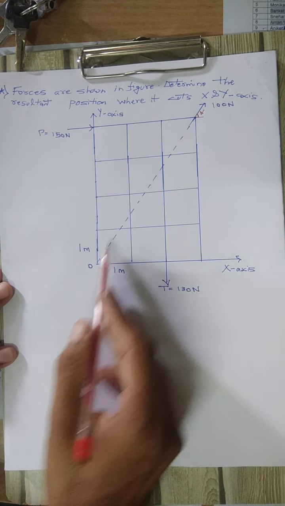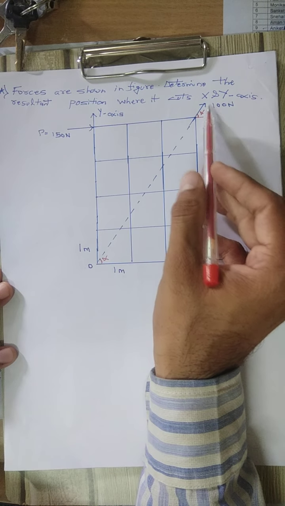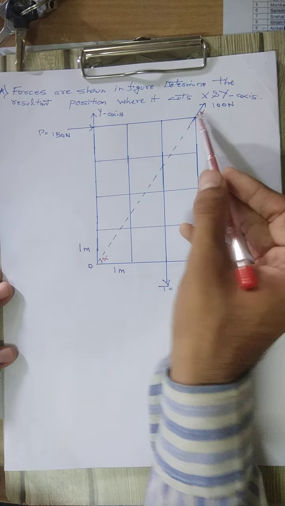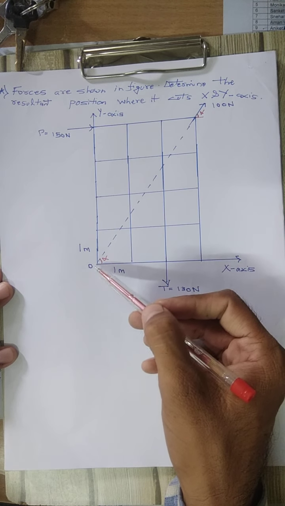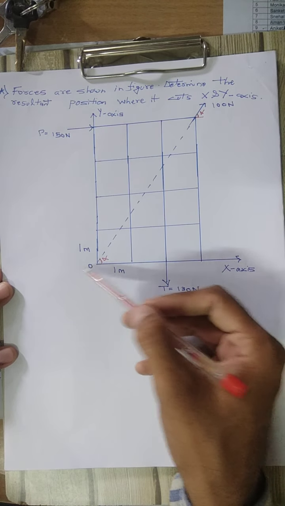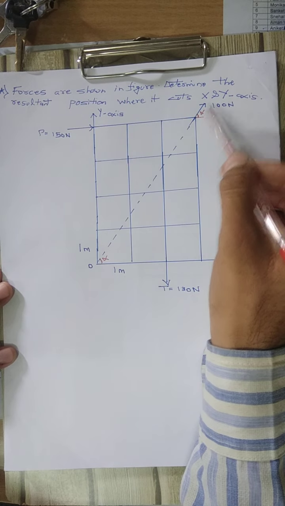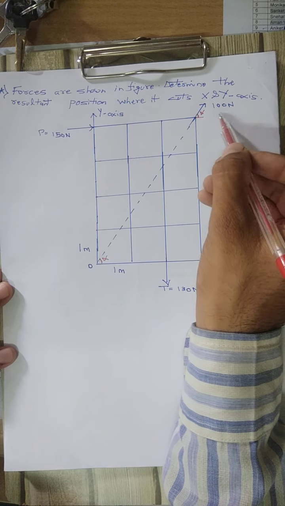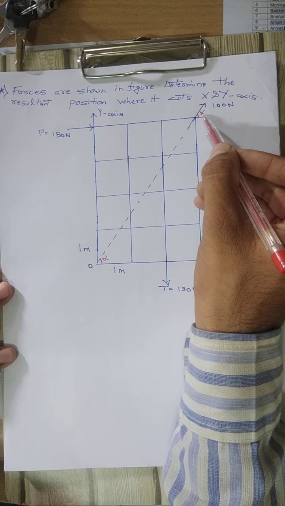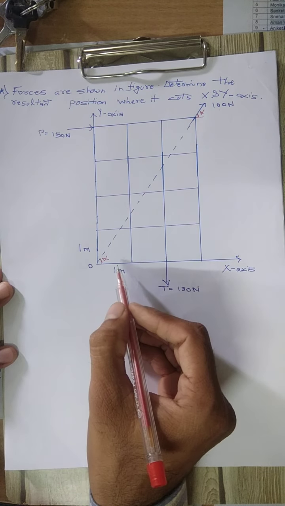This alpha is the angle it makes with the horizontal, so we can transfer it here, because actually this force is acting at this point, and by the principle of transmissibility we are assuming it to be acting at the origin. Actually it is acting at the end of this grid, at the corner of this grid. So alpha is the angle made by this 100 Newton with respect to the x-axis. So what is the distance?